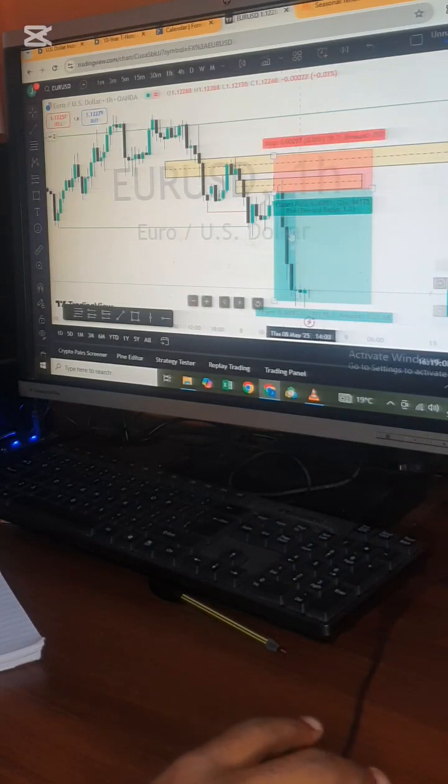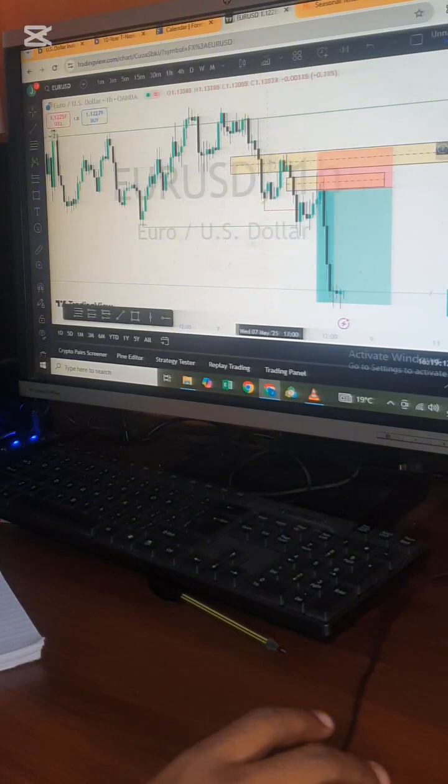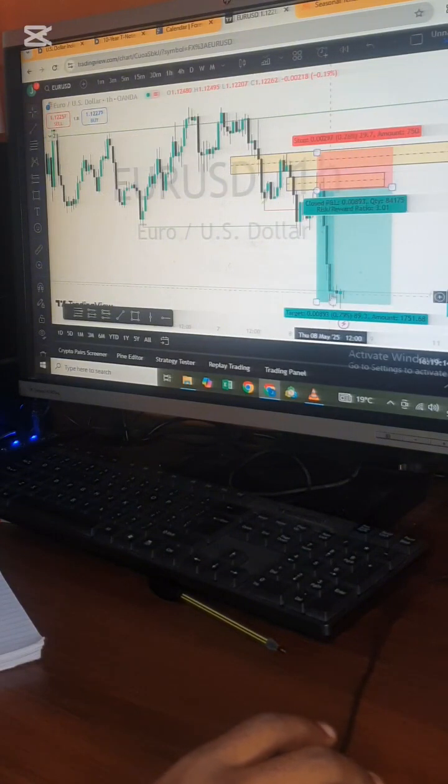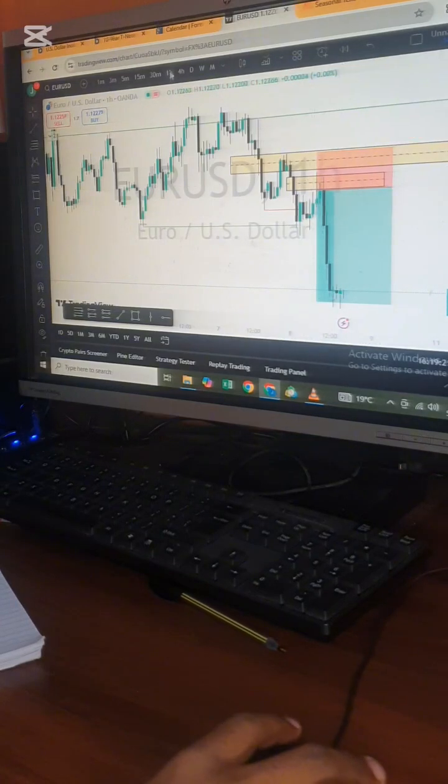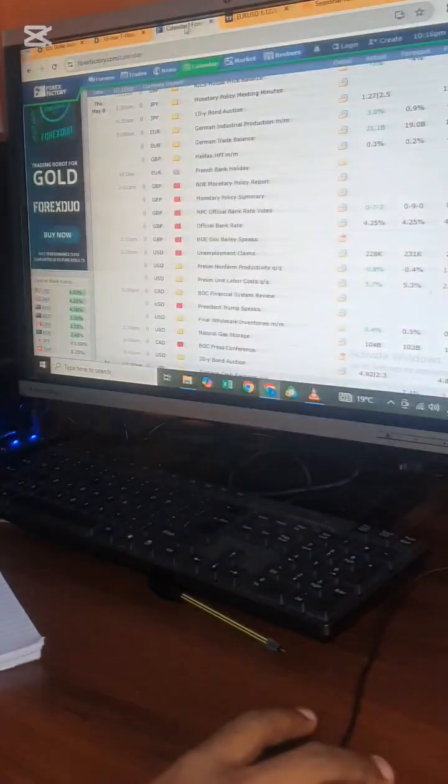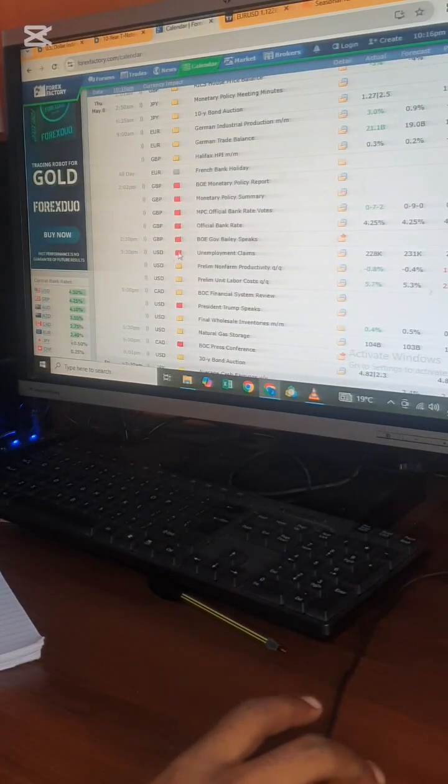As you can see, this is a high volatility zone compared to other days. You can see it's a strong sell, and this is because of the news event that was happening today, because this one is on Thursday. This is the news, the unemployment claims.